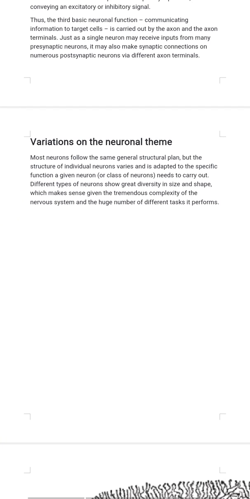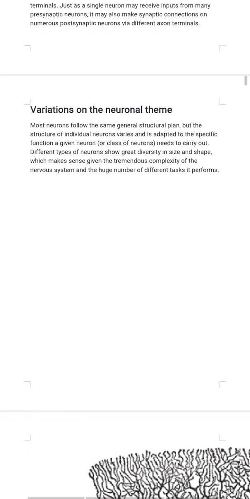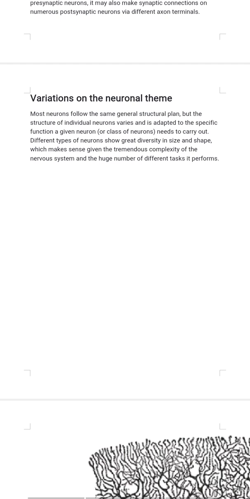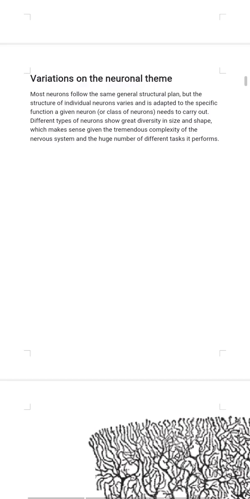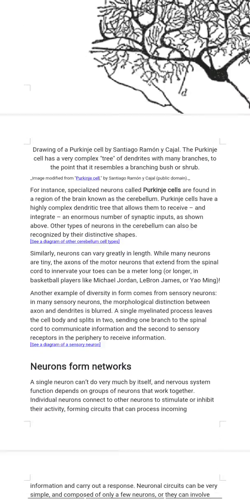Most neurons follow the same general structural plan, but the structure of individual neurons varies and it is adapted to the specific function a given neuron needs to carry out. Different types of neurons show great diversity in size and shape, which makes sense given the tremendous complexity of the nervous system and the huge number of different tasks it performs.